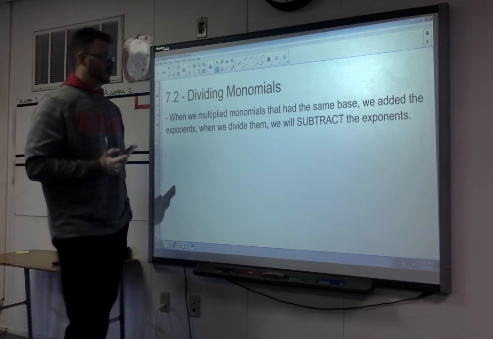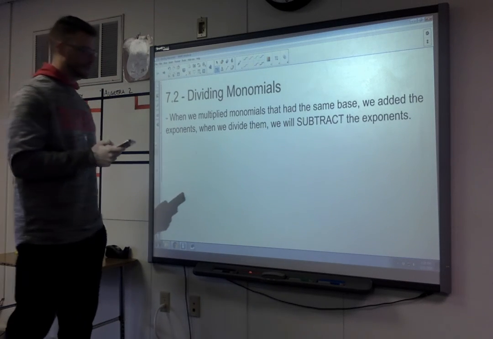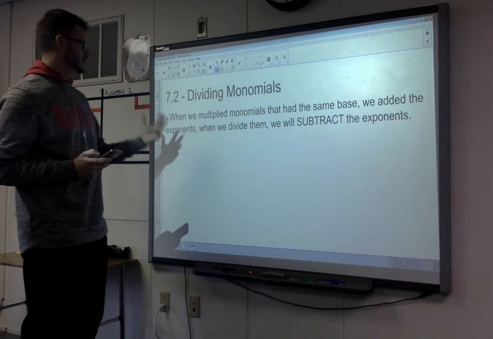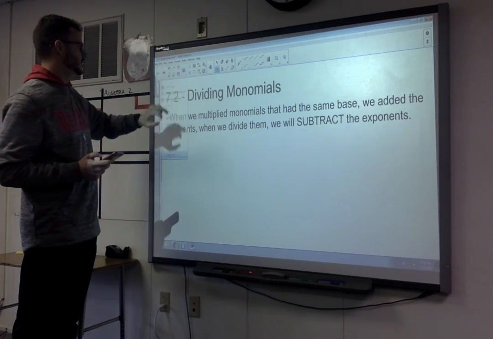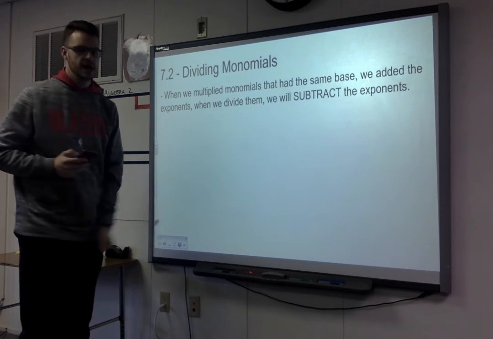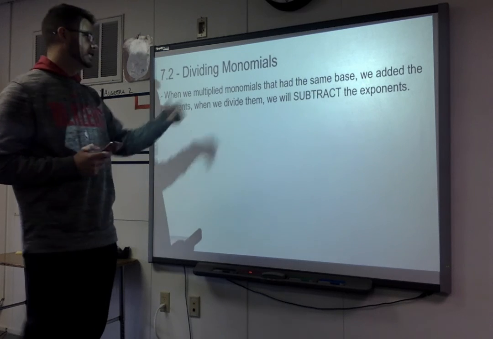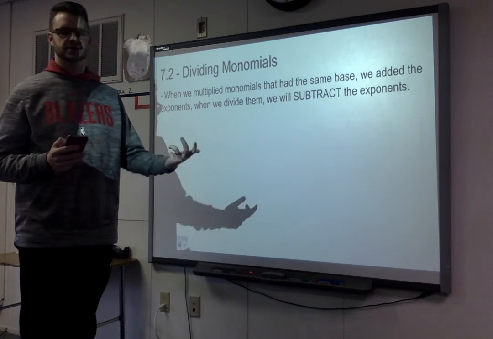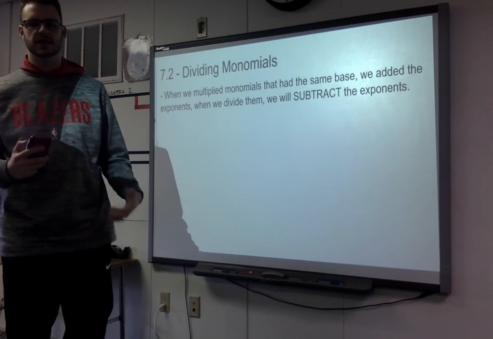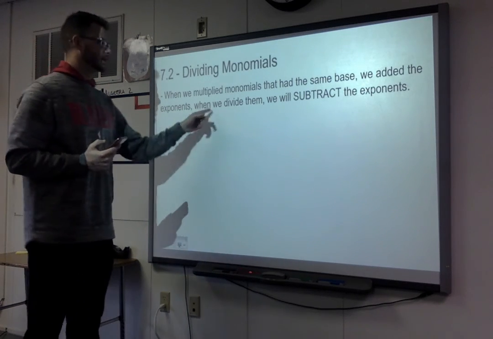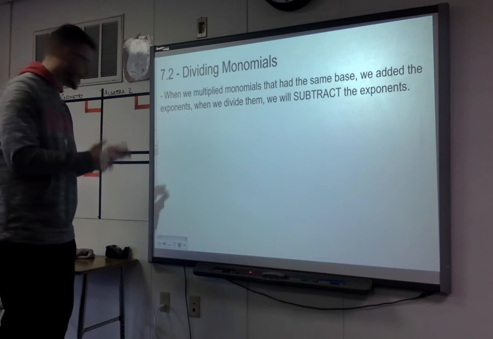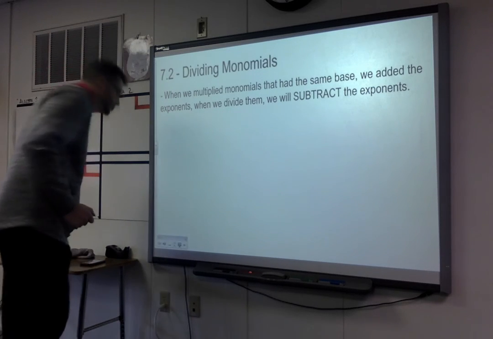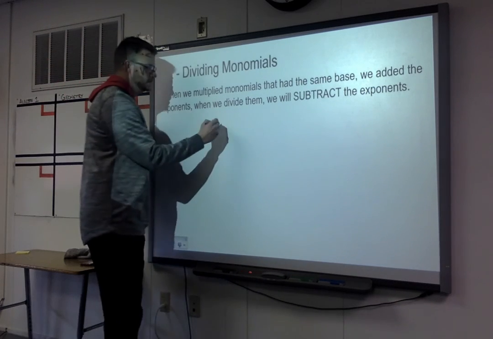So in the last video, we went over 7.1, which was on multiplying monomials. This lesson, 7.2, we're working on dividing monomials. So when we multiplied monomials that have the same base, we added the exponents. So x squared times x to the fourth became x to the sixth. When we divide them, we will subtract the exponents. And I'll show you an example here of why we do that.